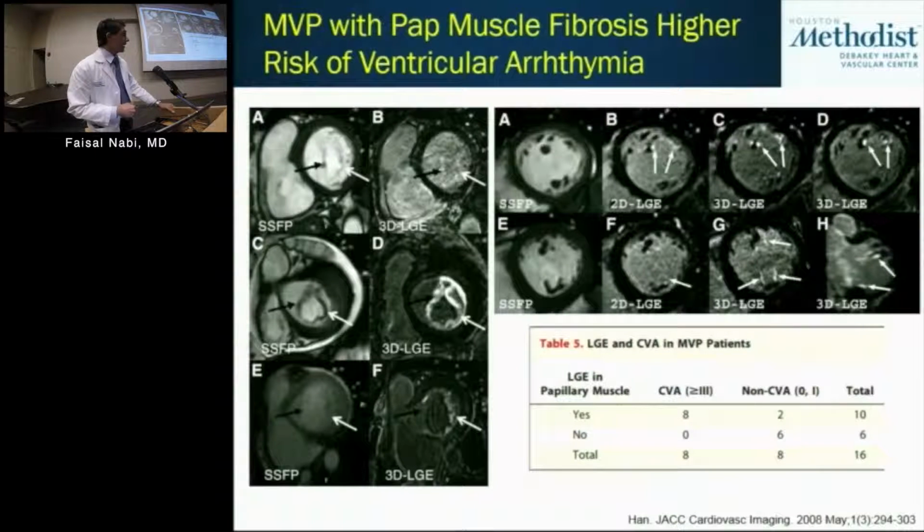But what they very interestingly showed was that in patients who had significant ventricular arrhythmias, it was mostly those patients who had late gadolinium enhancement in their papillary muscles. So, stay tuned for this story, there may be other ways we may be able to assess risk in patients with mitral regurgitation due to mitral valve prolapse.